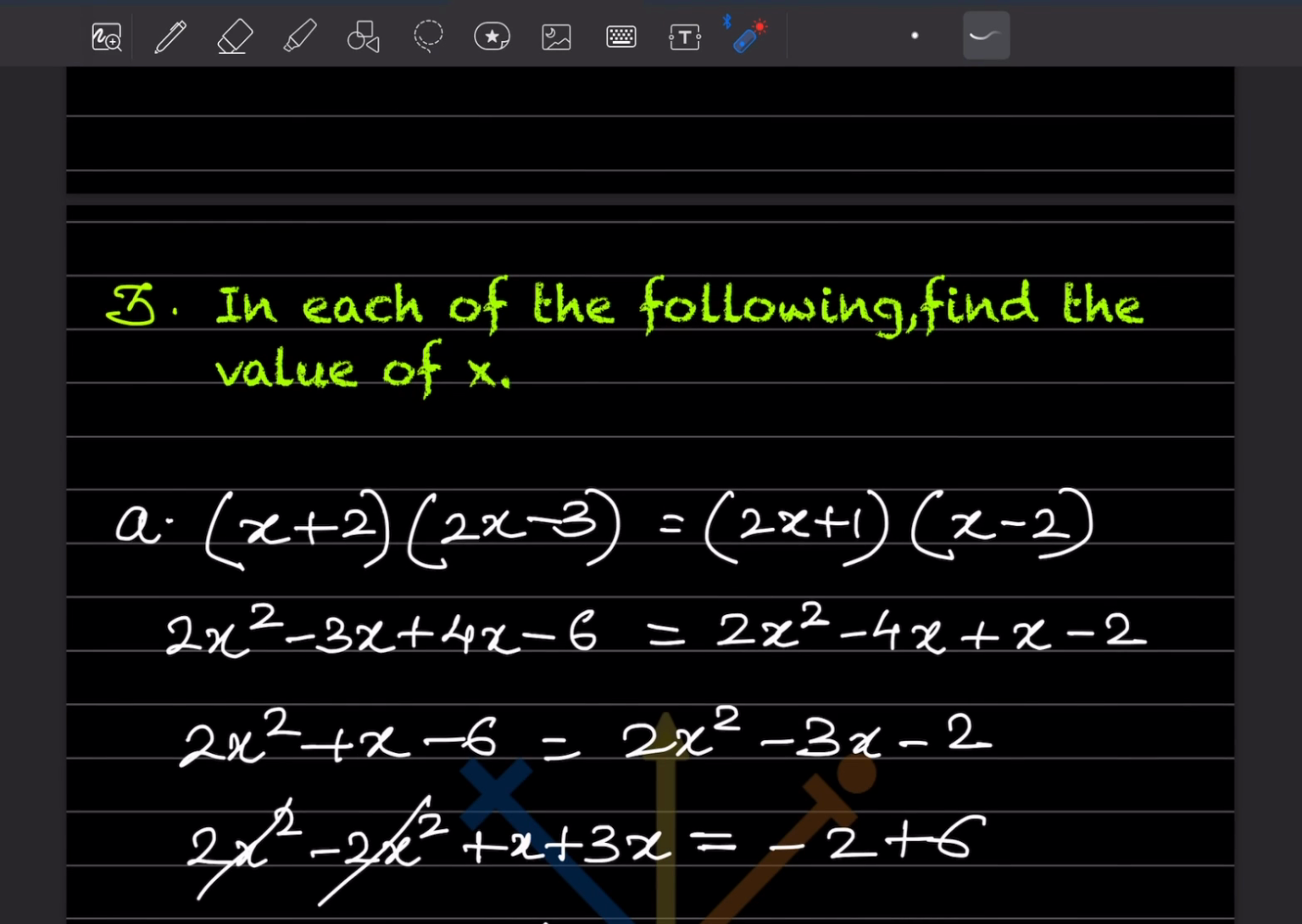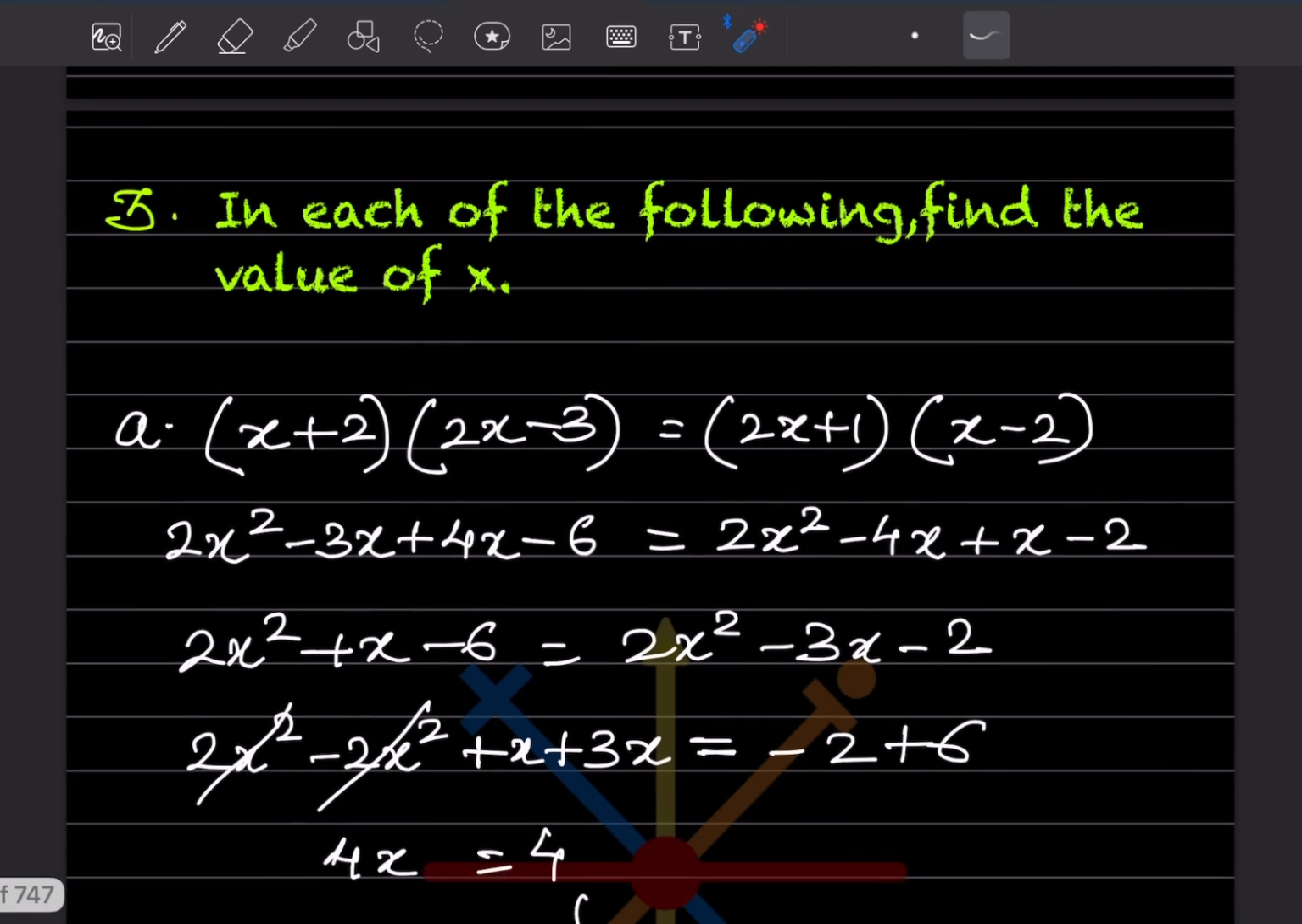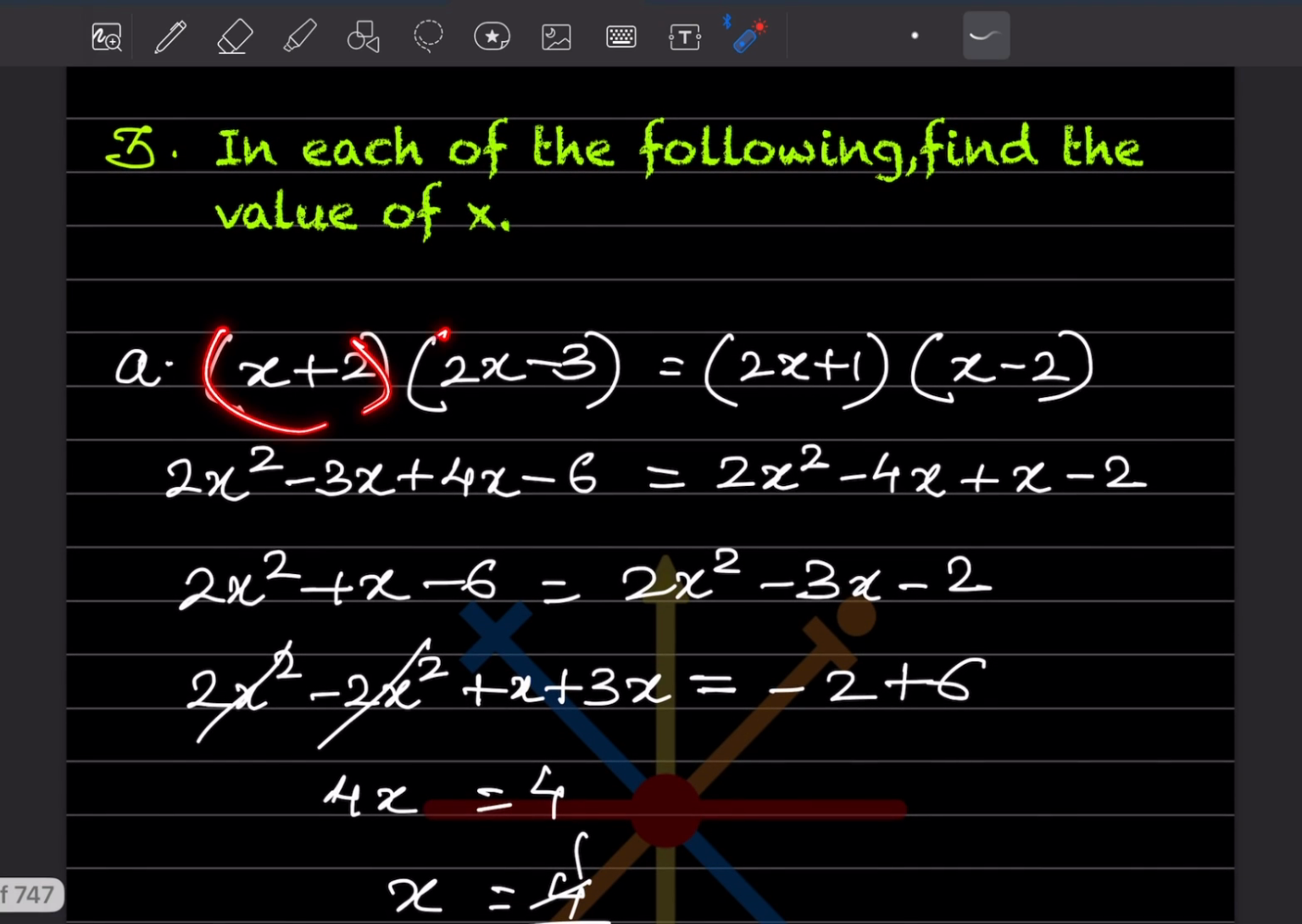Now let us see how to do this one. In each of the following, find the value of x. So now you can see here two brackets and is equal to, again here the same. So first we have to solve these two brackets. We can consider this as A and this as B.